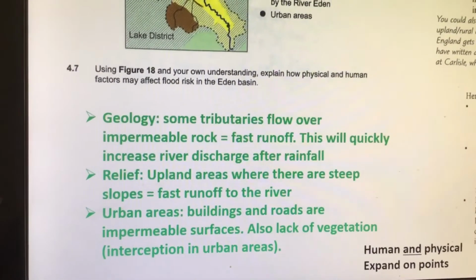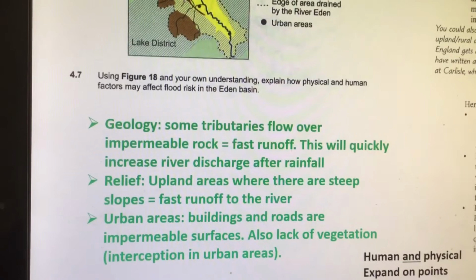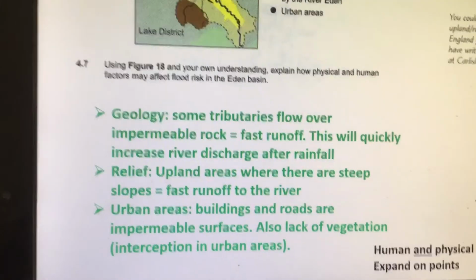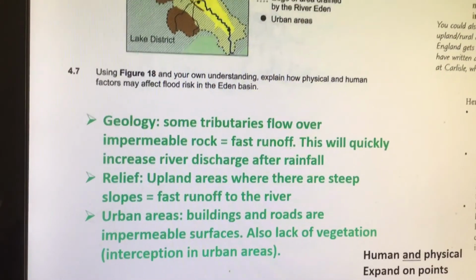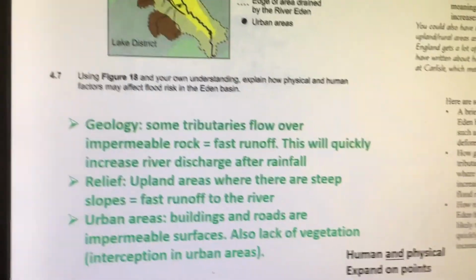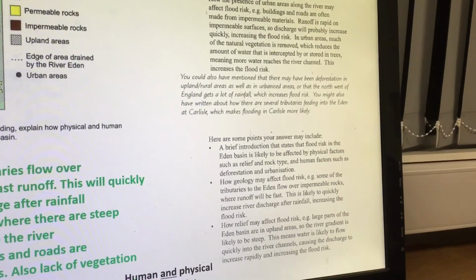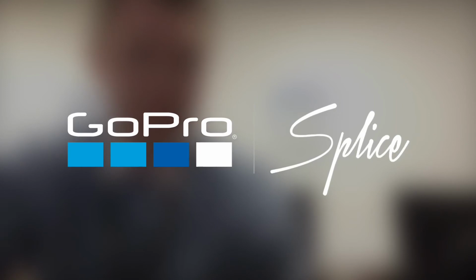You might also have a lack of vegetation in urban areas, which means there's not going to be much interception in terms of trees collecting water as it falls from the sky. So therefore more water might reach the river, or it'll at least reach the river quicker. And these are a few more ideas you might want to note down. And when you've done green pen on all of that, well done.